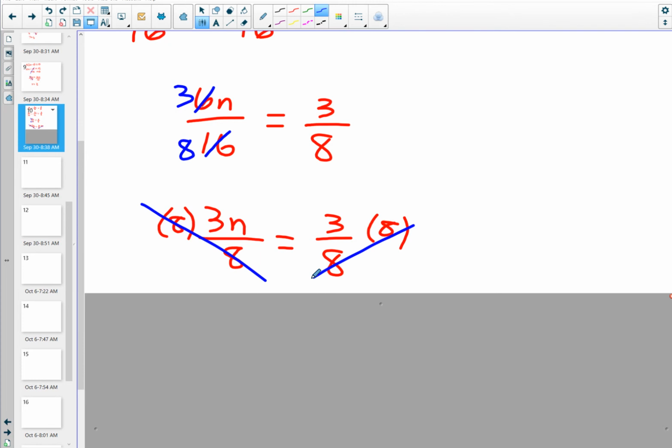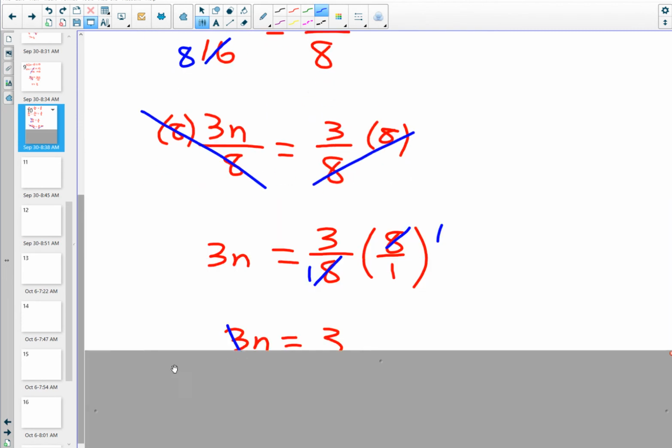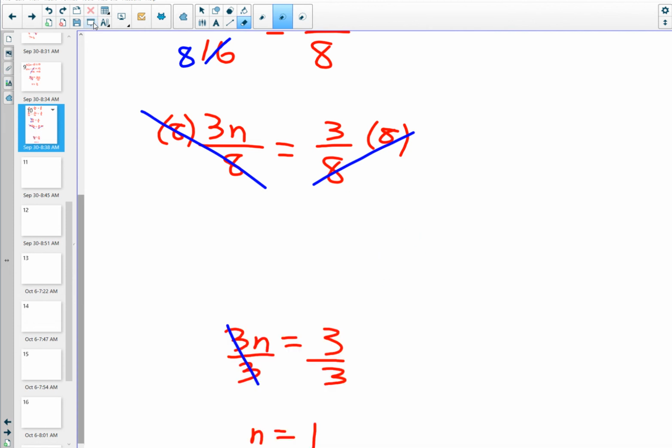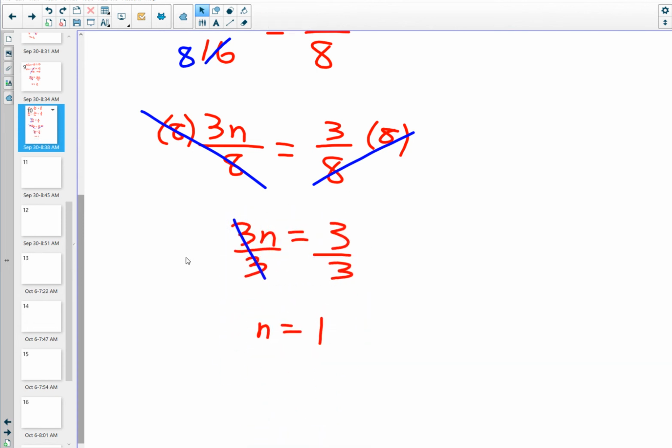So Sarah, what's gonna drop down? 3n equals, and then it equals 1. So 3n equals 3, divide by 3, and then yes, Brian, n equals 1. So we got that down, we understand that?